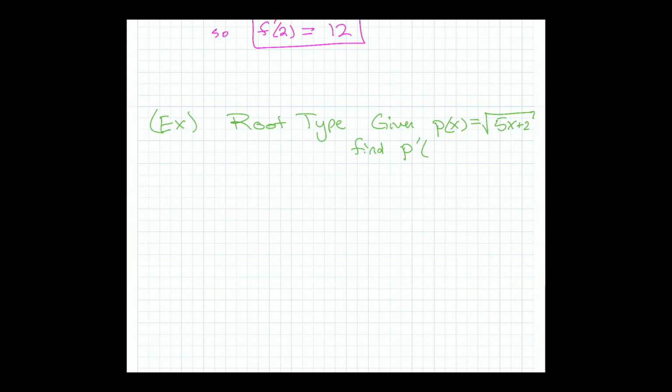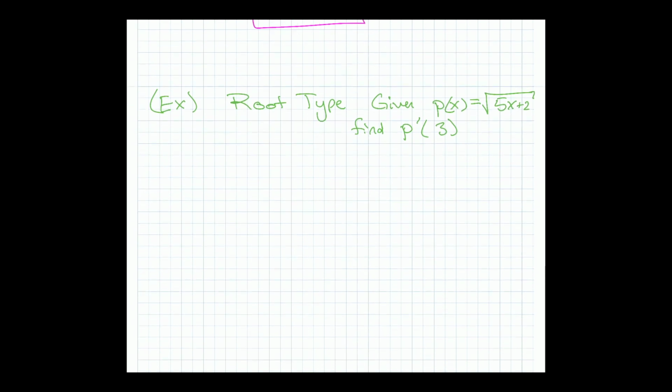Hold on. 1, no, 2, no, 3, 4, 5, 6, 7, 8, 9. Wait, 9. 9's good. No, it's not. I lied. 10? It doesn't matter. Okay, so I was trying to see if there was a good number there. There is not, so I'm just going to pick a number. We're going to find p prime of 3. It's just a number.